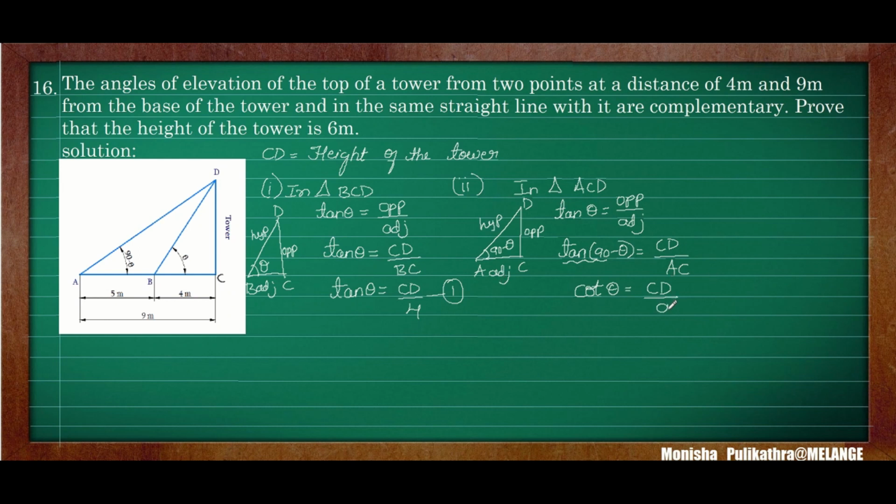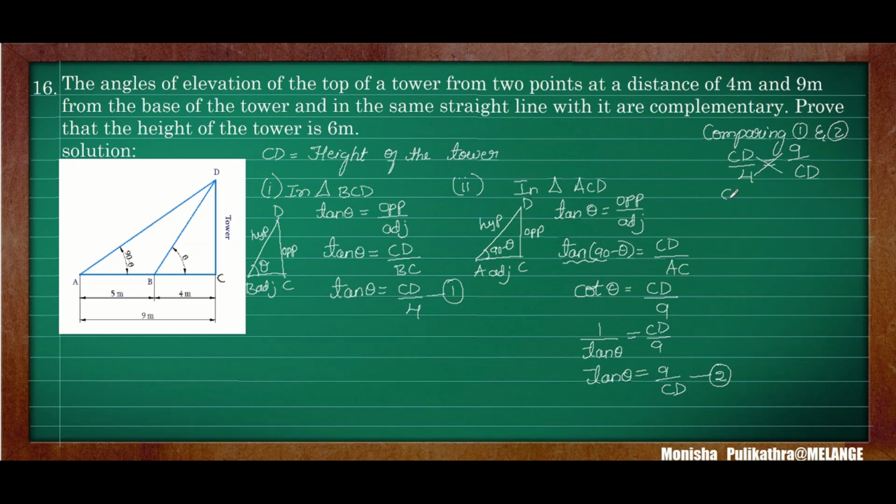The distance AC is 9. We know that cot theta is the reciprocal of tan, right? So we can write 1 by tan theta instead of cot theta. So 1 by tan theta is equal to CD by 9. If I take the reciprocal, it will become tan theta is equal to 9 by CD. So let this be equation number 2. So from 1 and 2, by comparing, here LHS is tan theta, tan theta. If LHS is equal to each other, then RHS will be equal. Therefore, CD by 4 is equal to 9 by CD. So equation 1 is CD by 4 and it is 9 by CD.